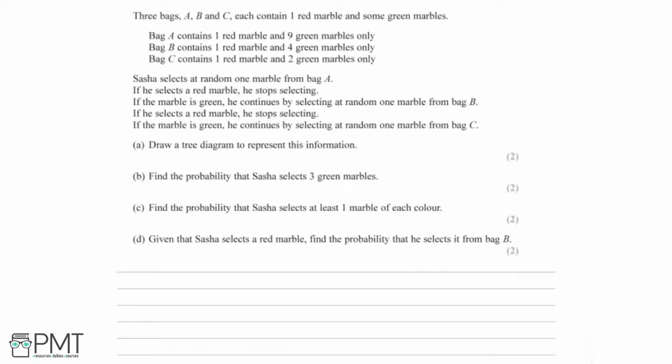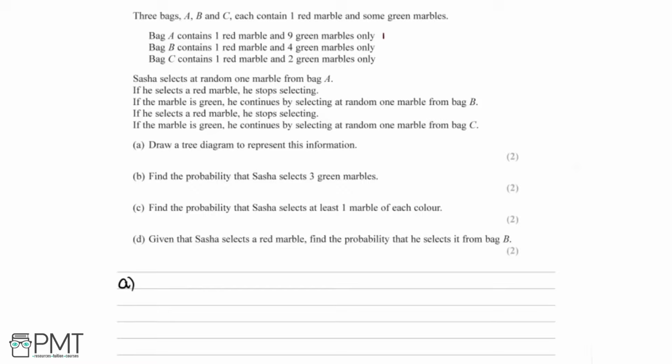And part A says we need to get all this information and represent it in a tree diagram. And this is for 2 marks. So I'm going to go back up and look at the information again. And we can see, so in bag A, B and C, we've got 1 red marble and a different number of green marbles. So I'm just going to work out how many marbles there are in total.